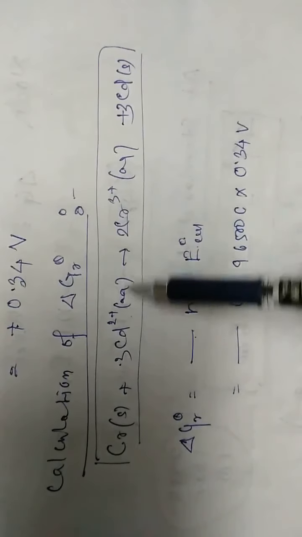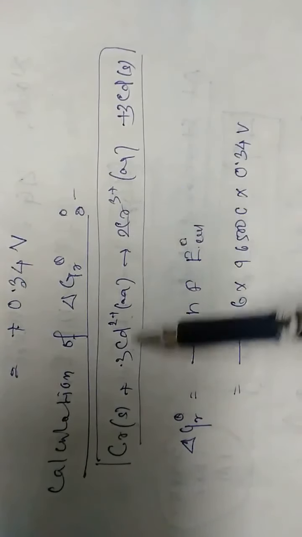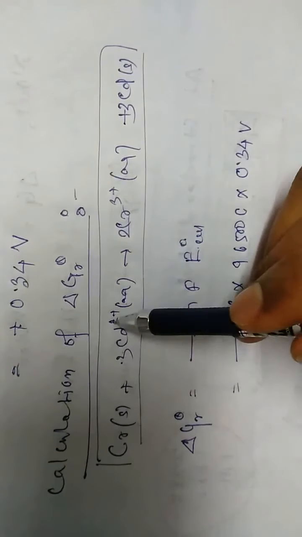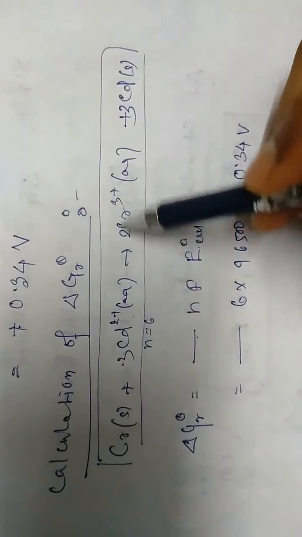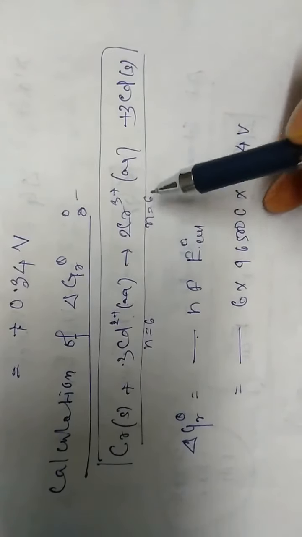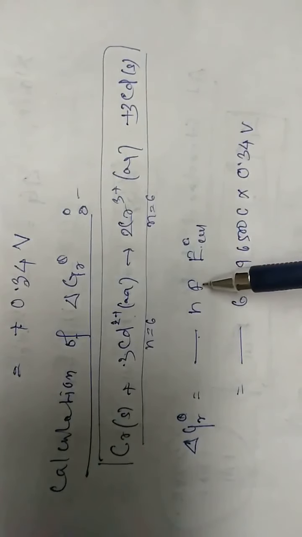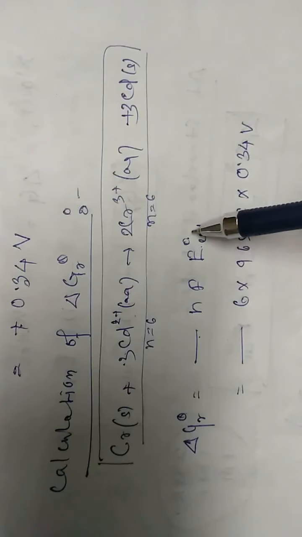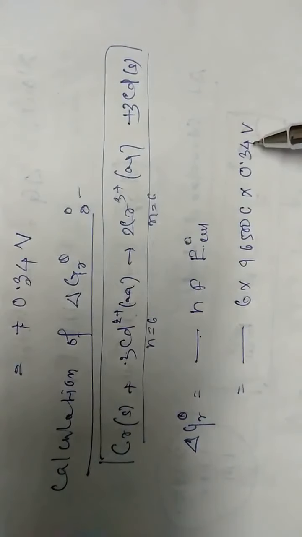n is the number of moles of electrons involved in this redox reaction. So what will n be here? Compare the charges: 3 into 2 is 6, so n equals 6. Here also it is 6. F is Faraday's constant, 96500 coulomb. E naught cell we have already calculated as 0.34 volt.